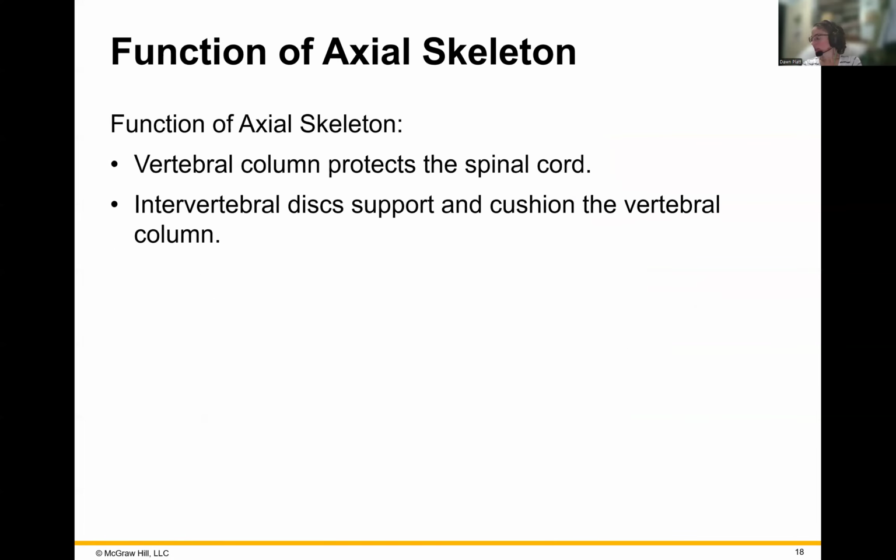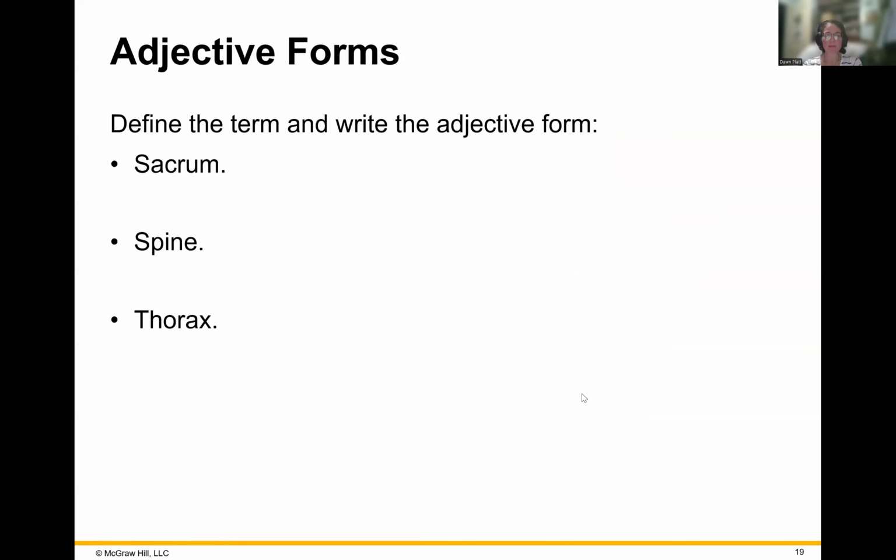Here are the functions of the axial skeleton. You guys can read that on your own. All right, in these, we have some terms. Let's write them in adjective form. So we have sacrum or sacral, spine or spinal, thorax or thoracic.